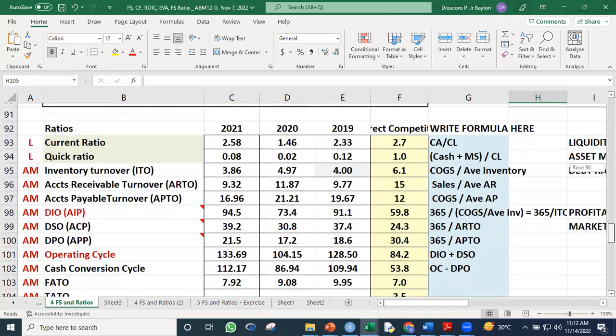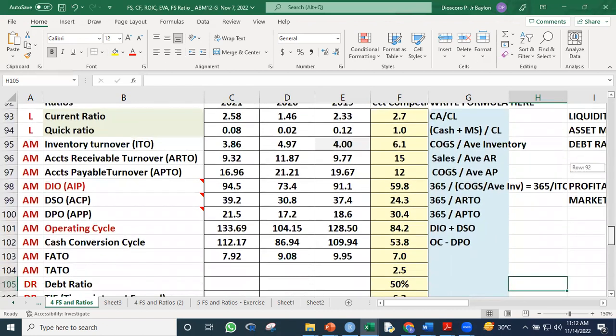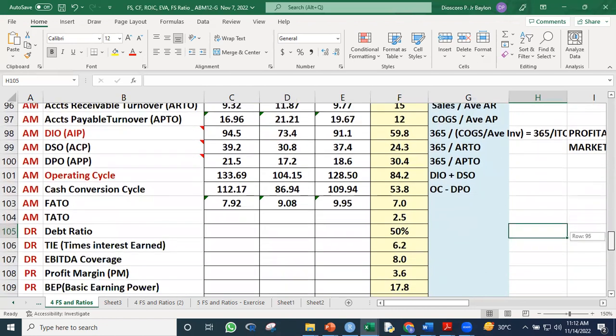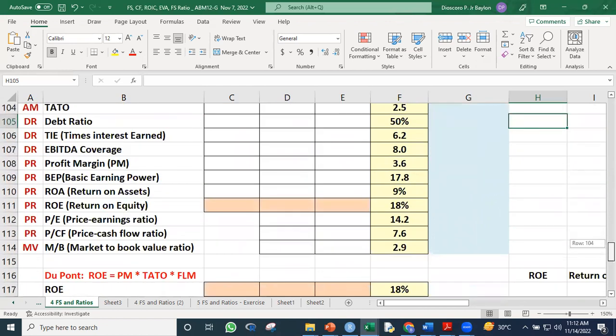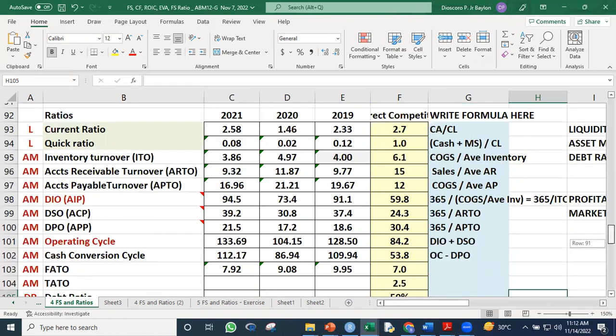And then at this point, we're looking at different types of ratios. So generally, there are 5 types of ratios. There are others, but we're just focusing on the 5 most important ones: liquidity, asset management ratios, debt ratio, profitability ratios, and market value ratios. So we have looked at liquidity and asset management ratios. I think we have completed all of this. Okay, so just a quick review.